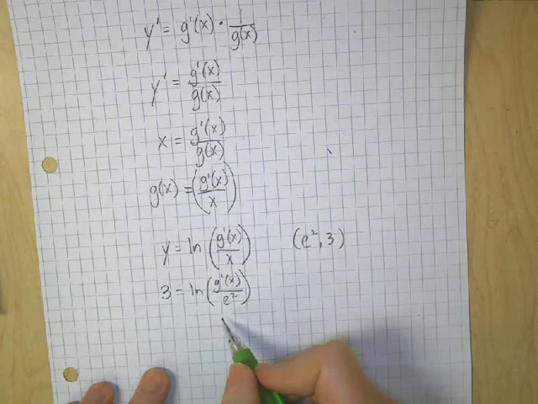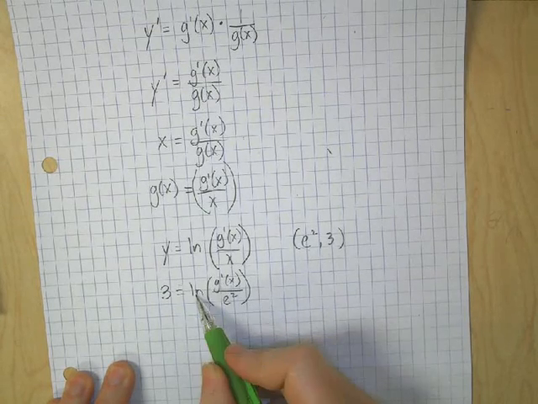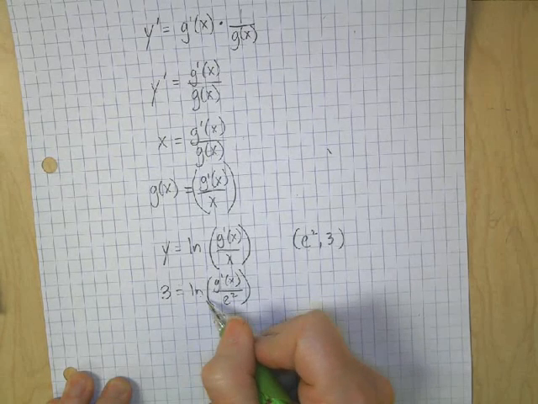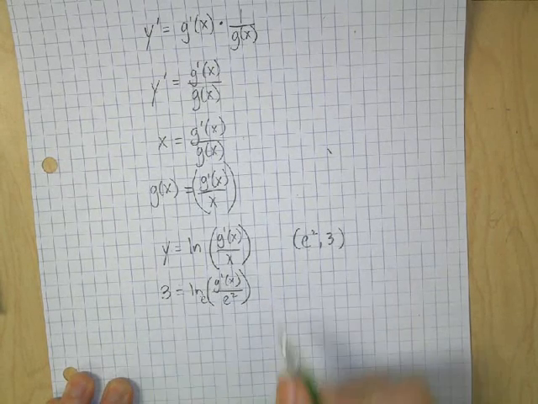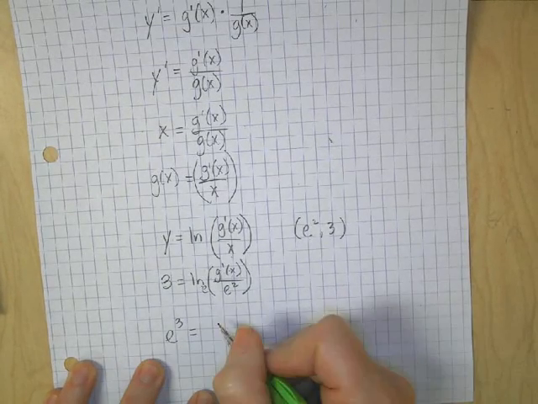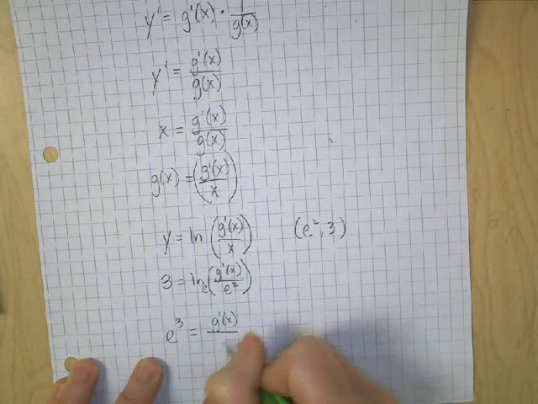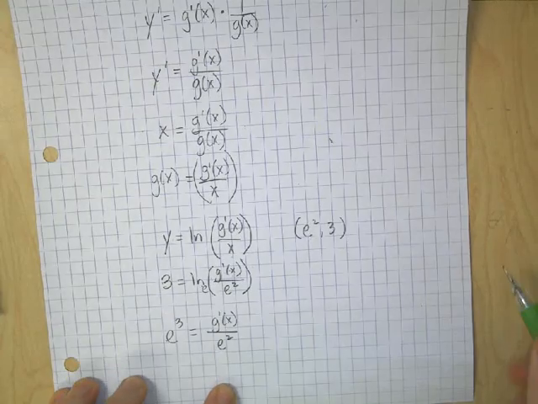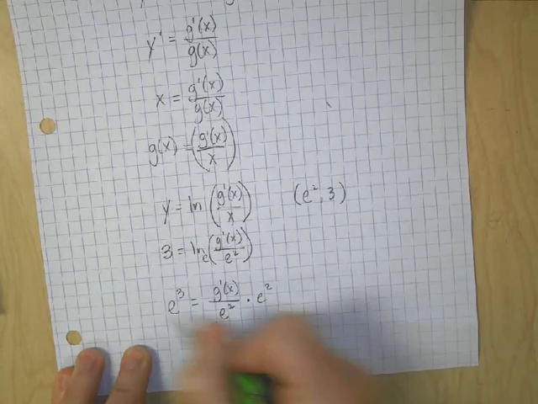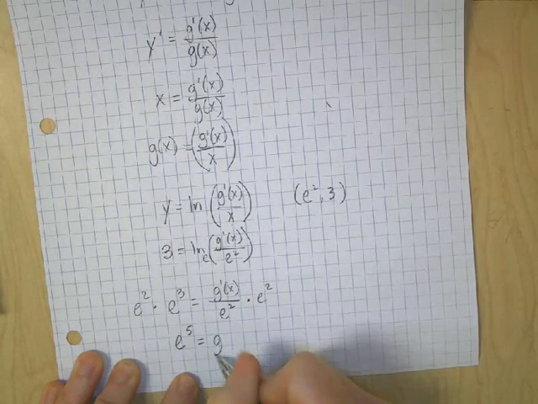In order to solve this for g prime of x, I need to get it away from the natural log, so I'm going to change the form here. Natural log means it has a base of e, and this is the exponent. So I can rewrite this as e to the third is equal to this whole mess, g prime of x over e squared. Now I'm trying to get g prime of x by itself, so I multiply both sides of the equation by e squared, and I get e to the fifth is equal to g prime of x.